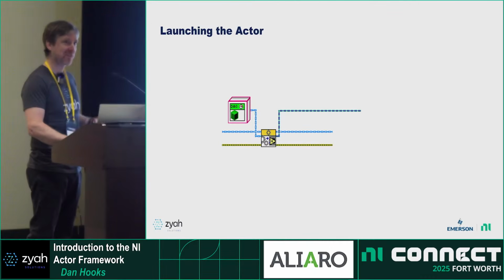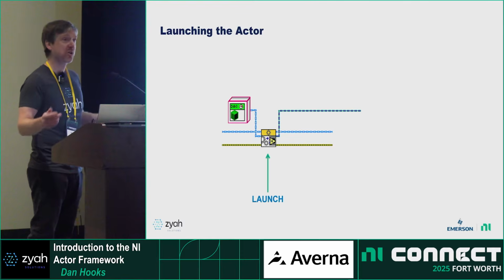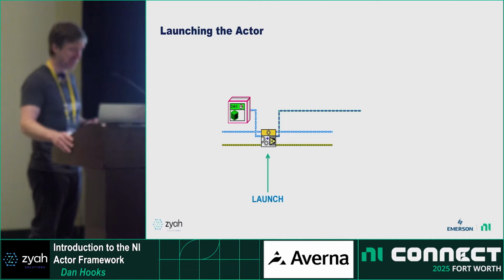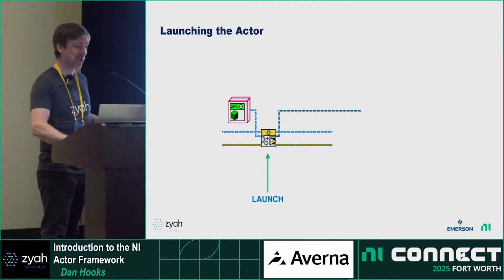Launching the actor, there's a VI that ships with the Actor Framework for that. So you just wire in your class and call the launch VI. Boom, your loop is now spinning. It's up and running. You can launch multiple copies of it, all the good stuff like that. Again, reusable framework code. You don't have to write it.